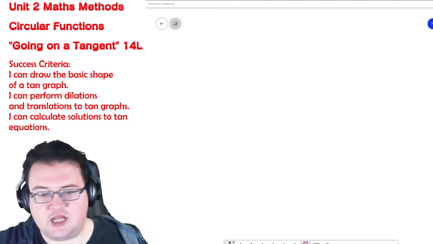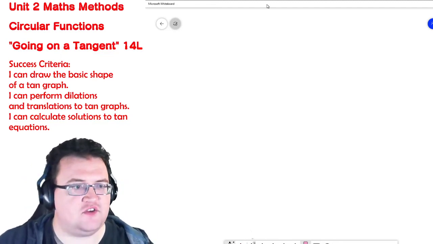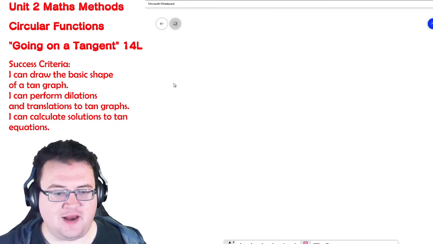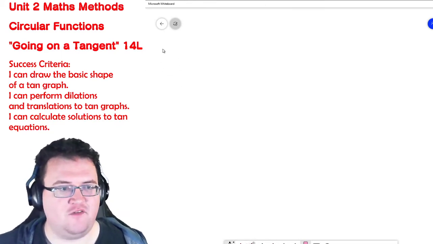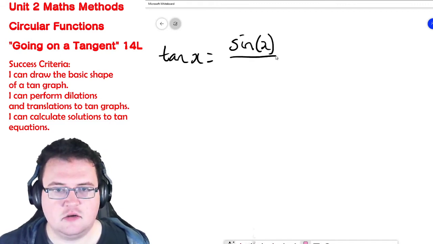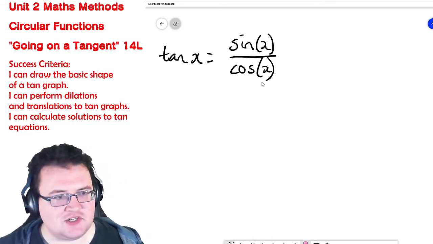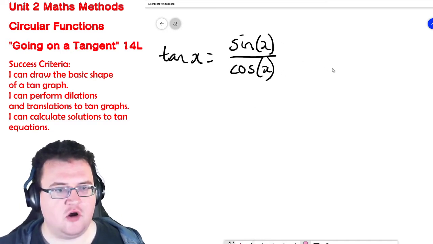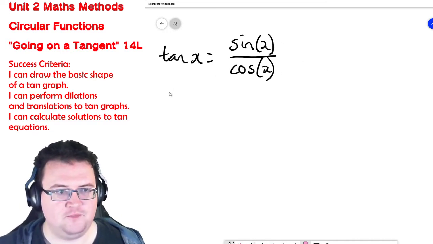All right, hello guys, and today we're going to be looking at the graphs of tan functions. So, the trick about tan functions is they involve asymptotes, because if you remember, tan of x is equal to sine of x divided by cos of x, which means that when we have cos equals 0, then that means that there's an asymptote.